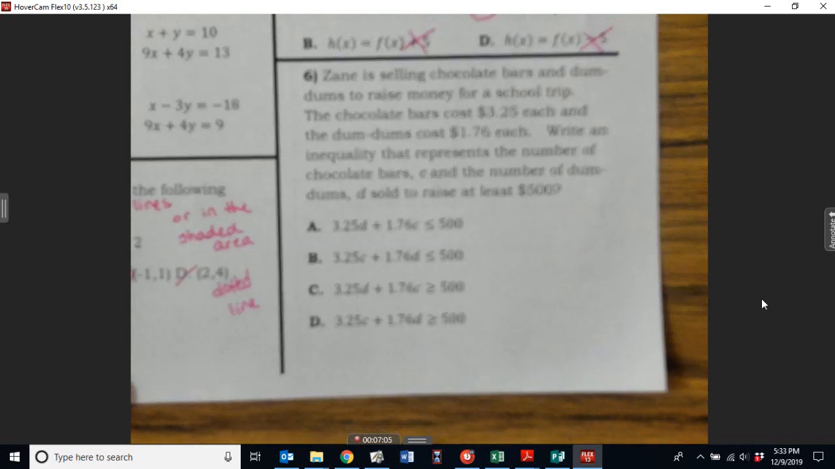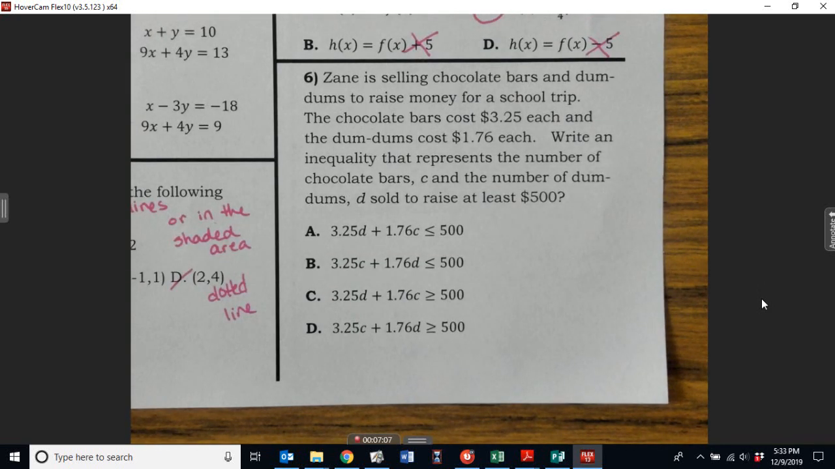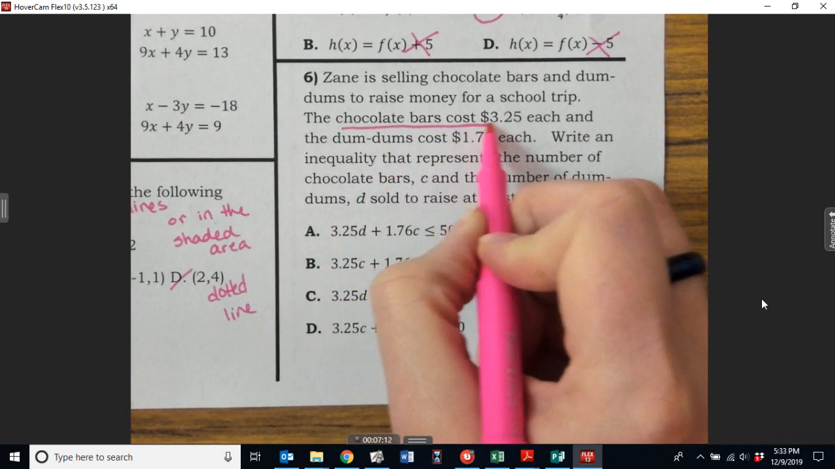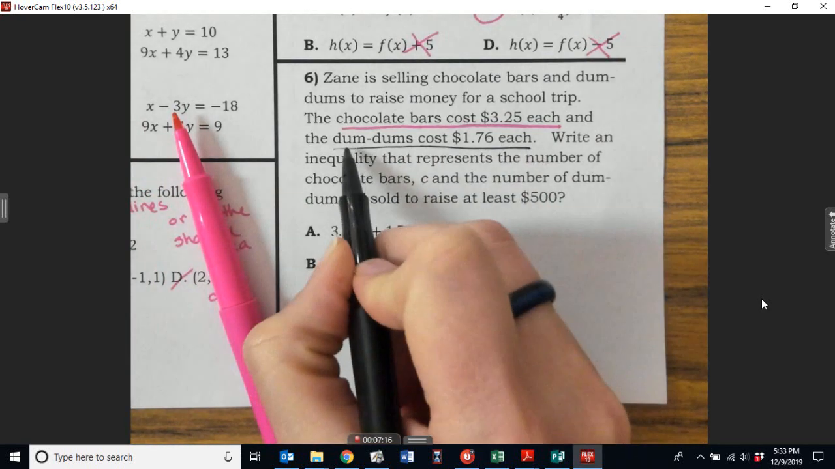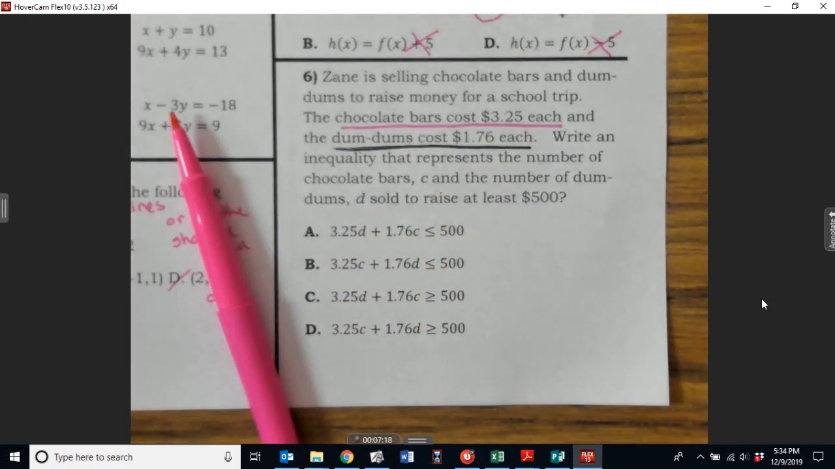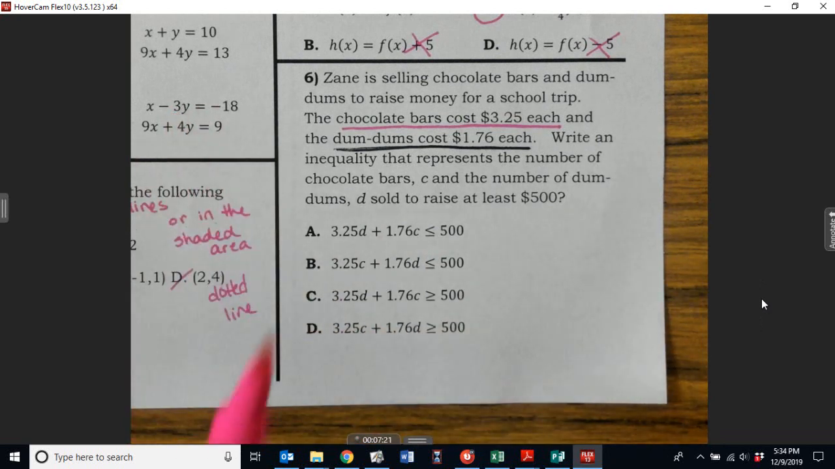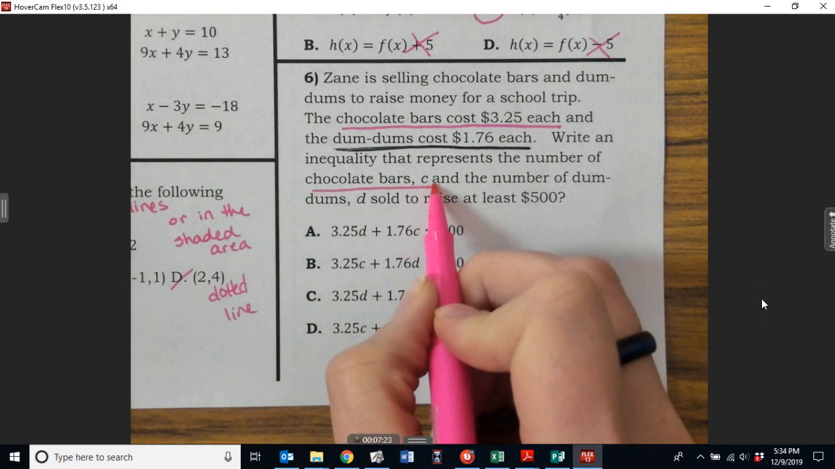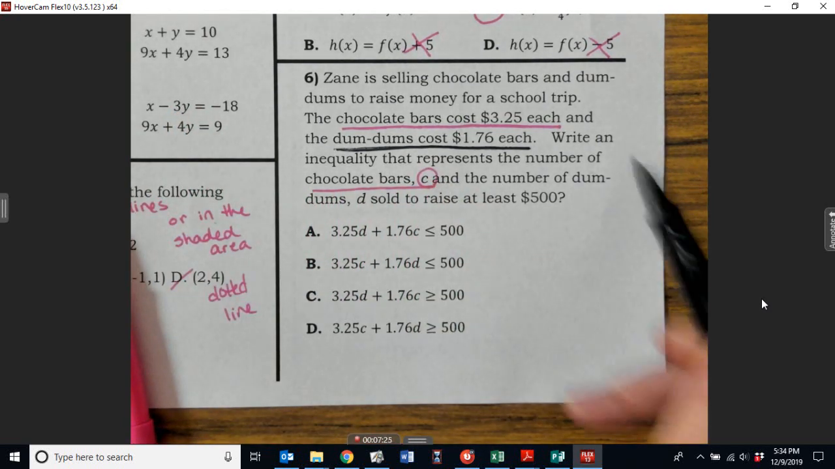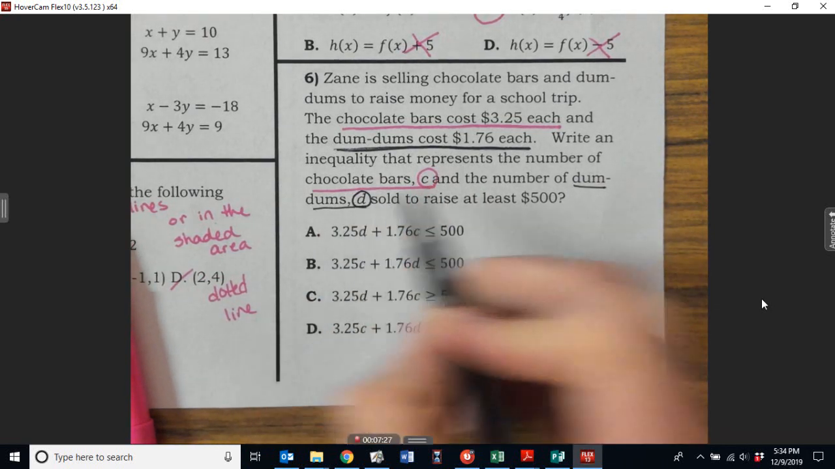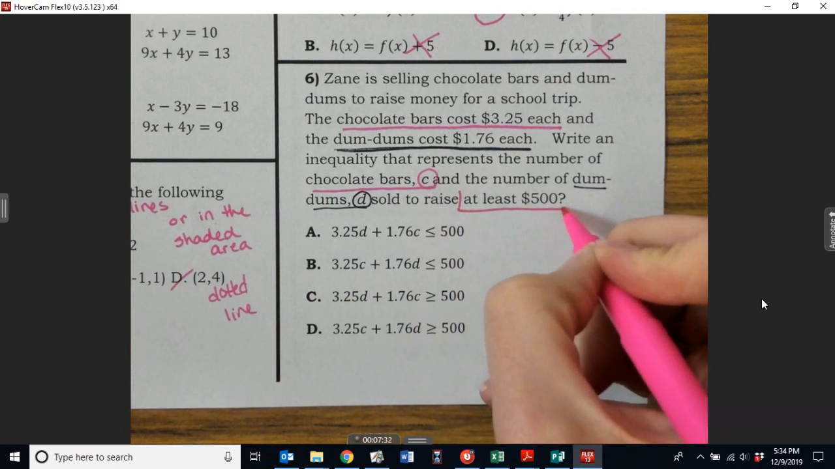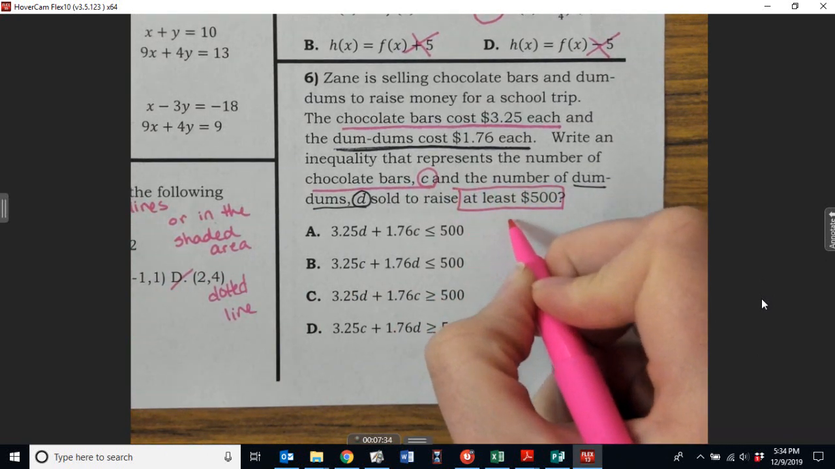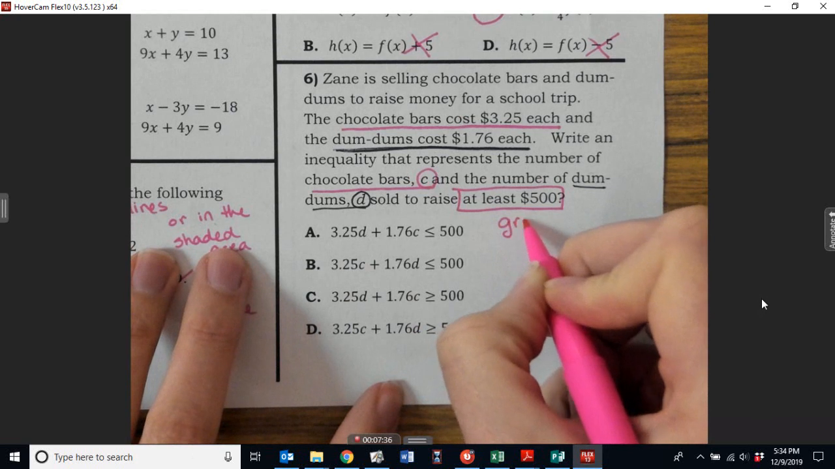Okay, number 6. Zane is selling chocolate bars and Dum-Dums to raise money for a school trip. The chocolate bars cost $3.25 each, and the Dum-Dums cost $1.67 or 76 each. Write an inequality that represents the number of chocolate bars C and the number of Dum-Dums D sold to raise at least $500. At least means greater or equal.